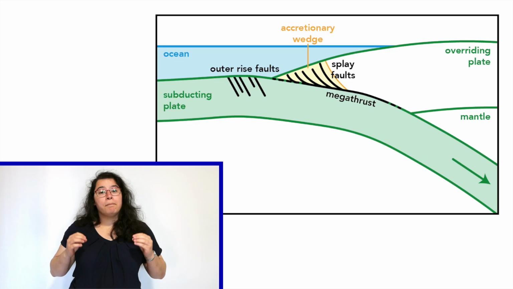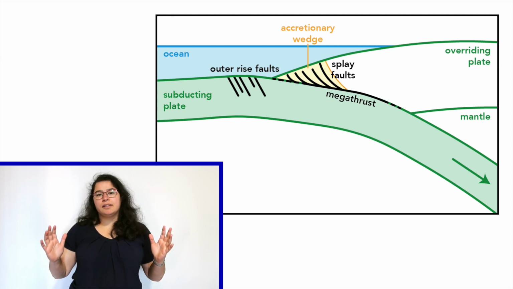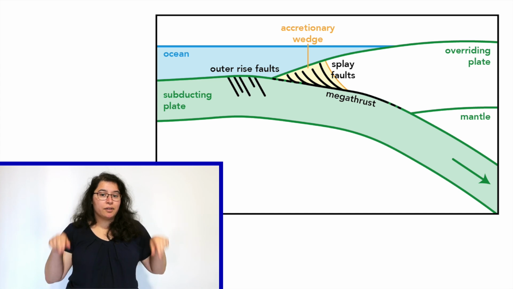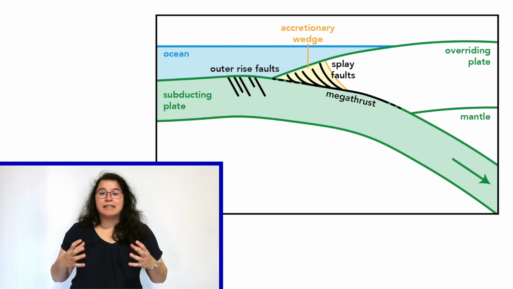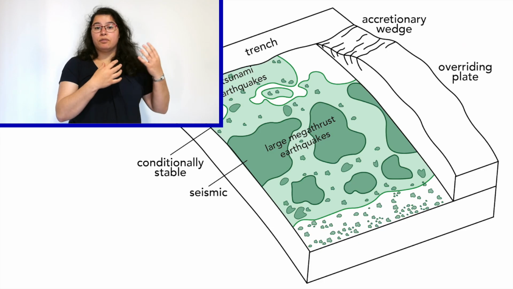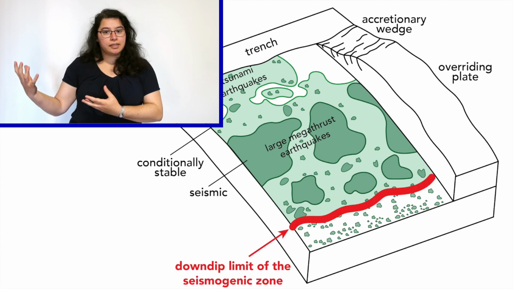For that, we need to take a look at the temperature. Megathrust seismicity is responsible for some of the largest events in the world. Think of the 2011 Tohoku earthquake in Japan, or the 2004 Sumatra Boxing Day earthquake. This type of seismicity is limited by the downdip limit of the seismogenic zone, which in turn is determined by the transition from brittle deformation to ductile deformation. And what causes this change in deformation mechanism?